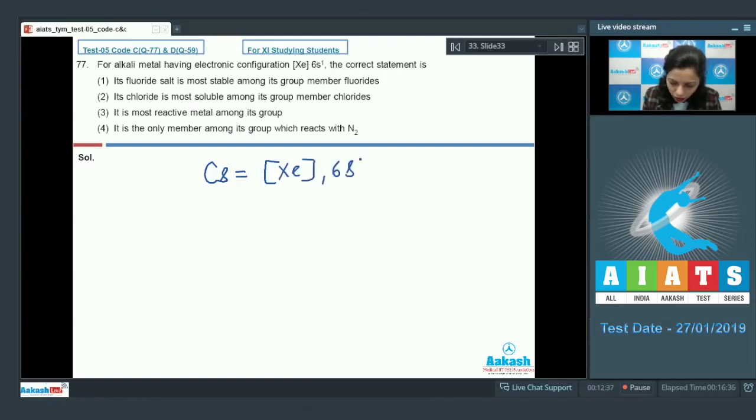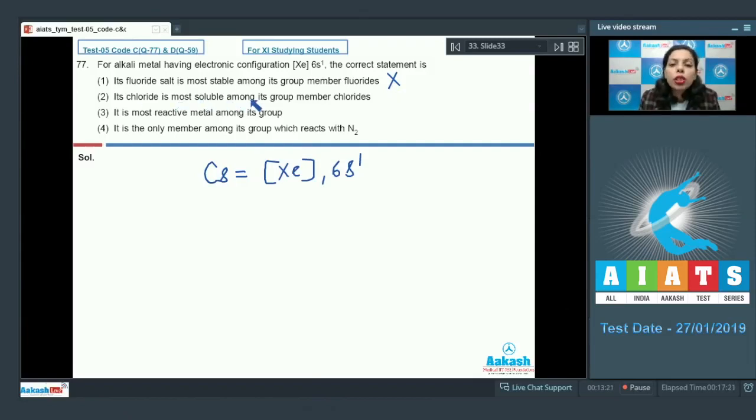Its configuration is represented in this way. Now, you have to choose the correct statement about cesium. First statement: its fluoride salt is most stable among its group member fluorides. If we talk about fluoride, a small sized anion, and cesium, a large sized cation, the fluoride is least stable, not most stable among group member fluorides. So that's why I put a cross here.